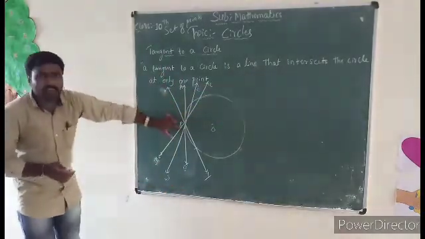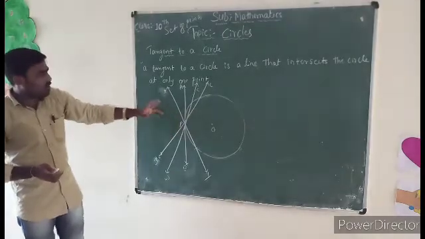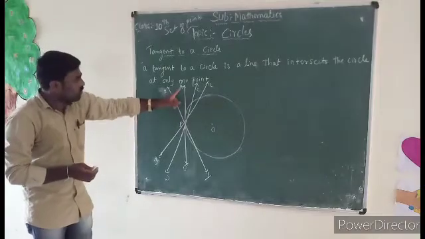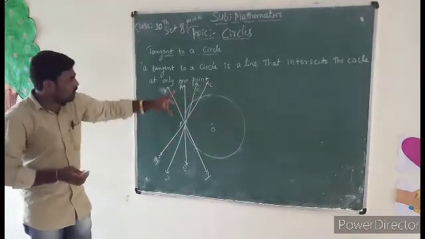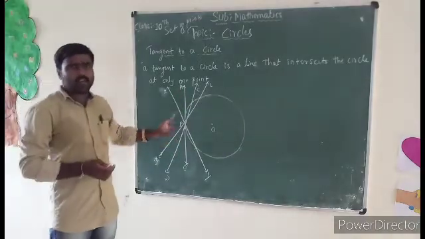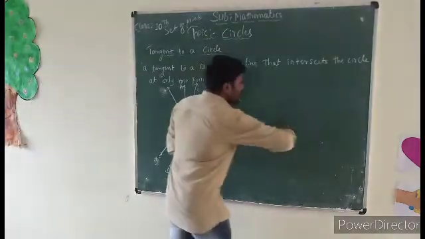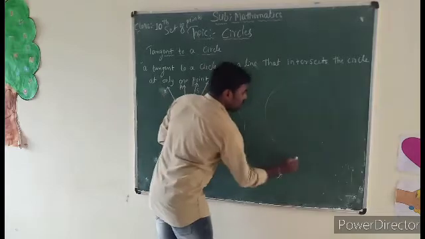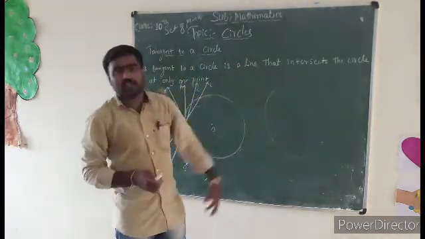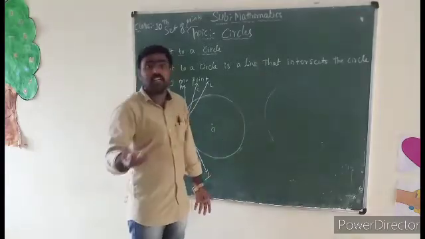So from 1 point of contact, how many tangents can we draw? From 1 point of contact we can draw only 1 tangent. In all these line segments, one is a tangent and the remaining are secants. Then the question arises: on the circle, how many tangents can we draw? We can draw infinitely many tangents.